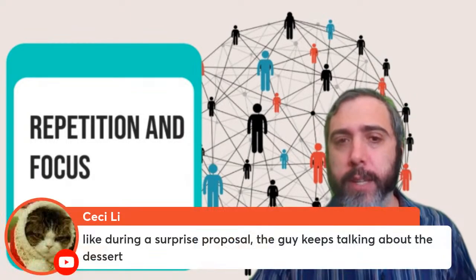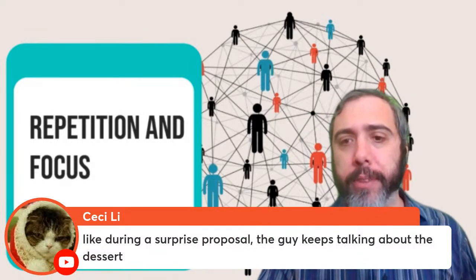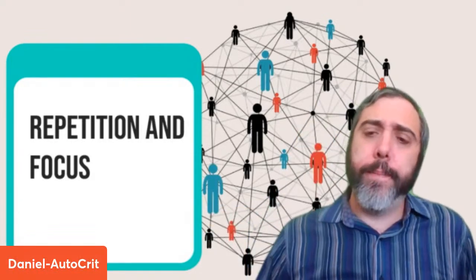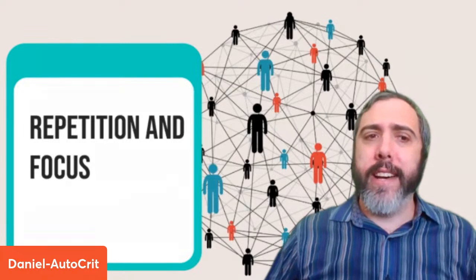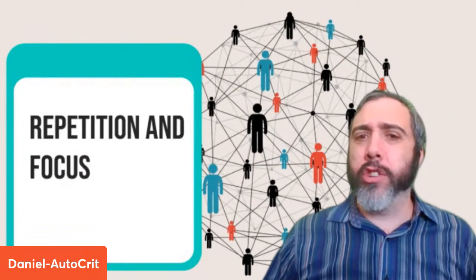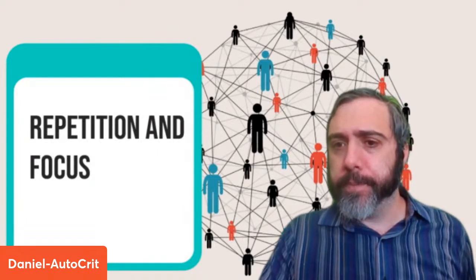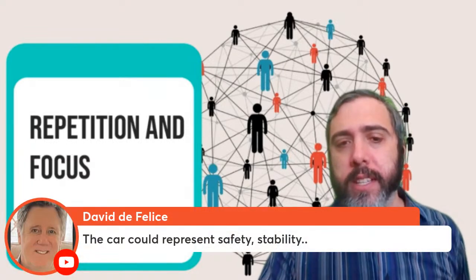Like during a surprise proposal, a guy keeps talking about the dessert. Perhaps, right? Sometimes it's like a distraction technique, right? And they're trying to focus your attention. That's a little bit different. That's more something I'm going to be talking about a little bit later. The car could represent safety and stability.